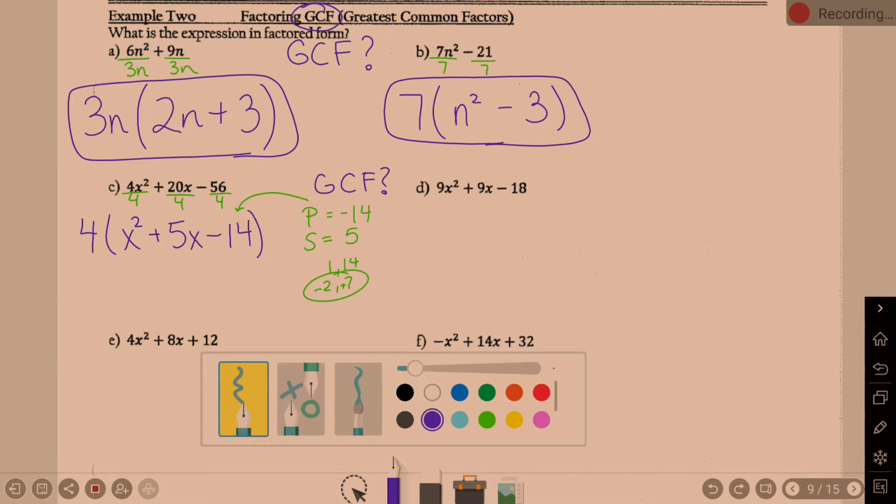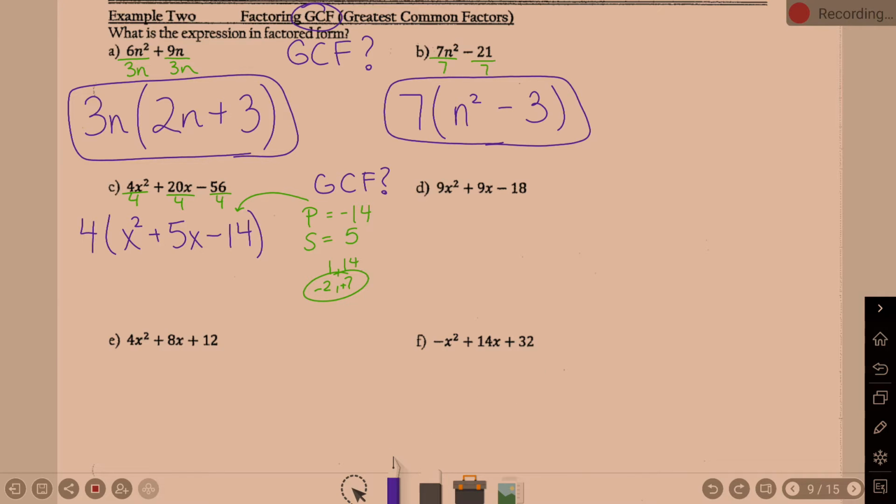So when I write this final answer, first of all, this 4 out front just carries down out in front of the problem in general. So it just goes in front of the first parenthesis. Then we got 2 parentheses, because we were able to factor with product and sum. X squared is x and x. And what do we say? A minus 2 and a plus 7.